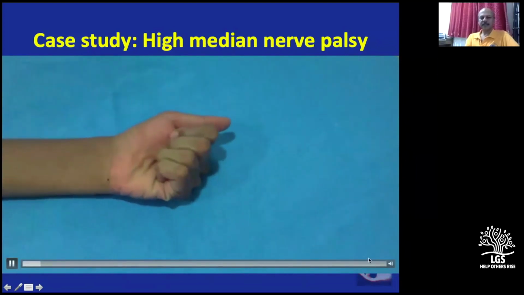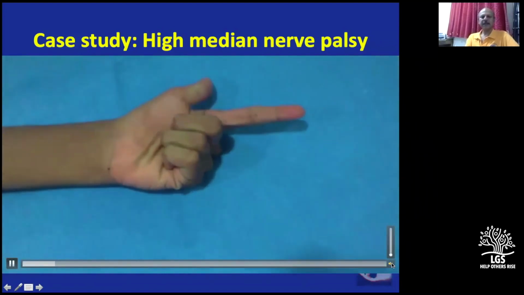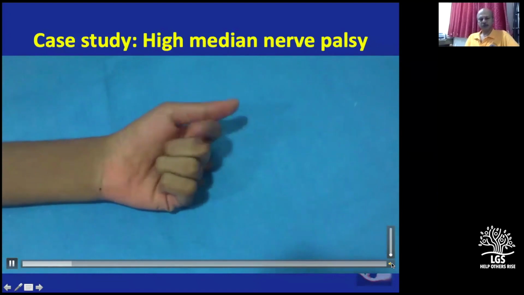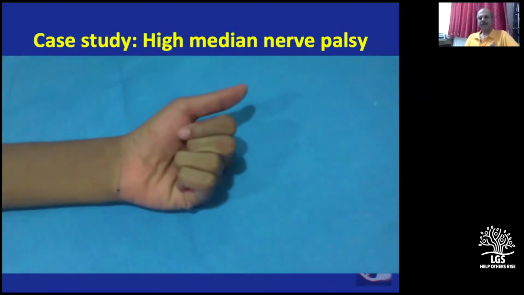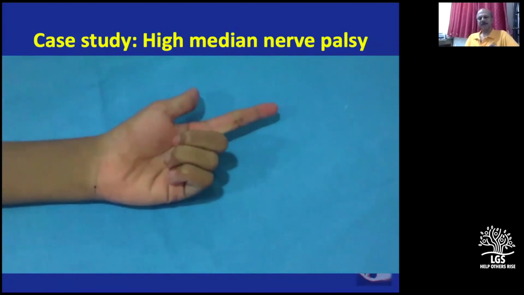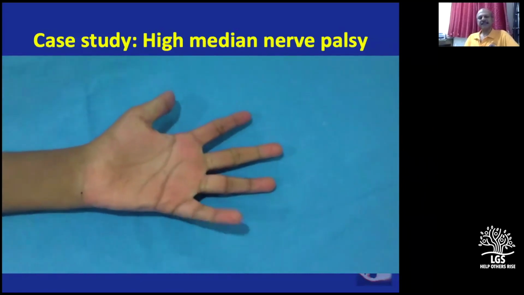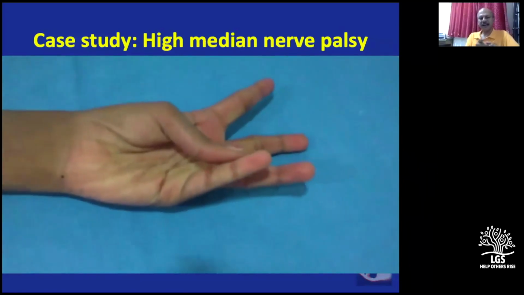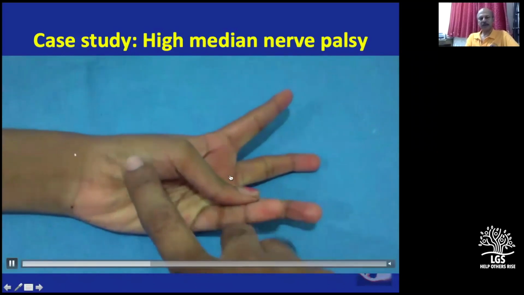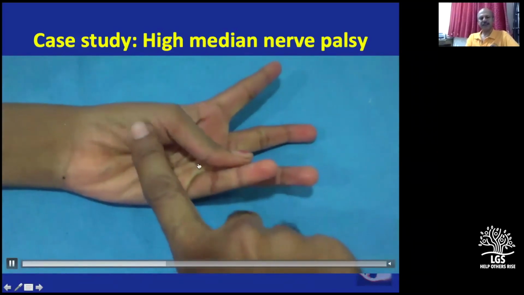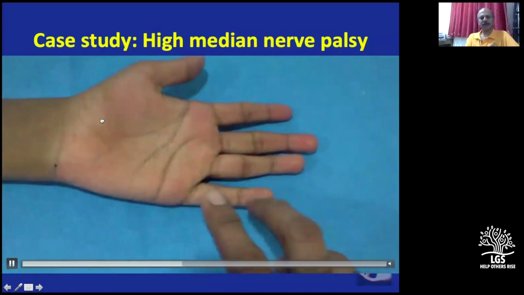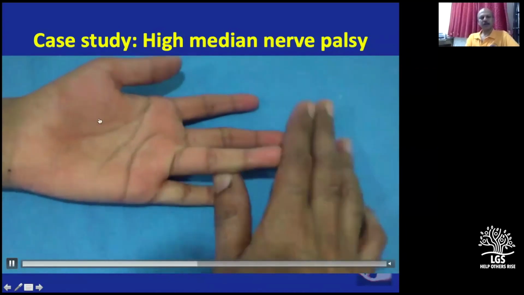Now this is the case of high median nerve palsy. The patient is not able to flex the index finger. The patient is doing it with the middle finger. There is a loss of flexion at the interphalangeal joint. You can make out the extended IP joint here. You can make out the loss of tone in the abductor pollicis brevis. You can make out the wasting.